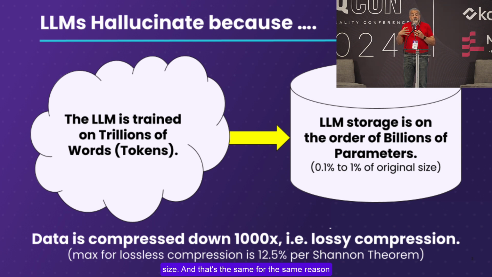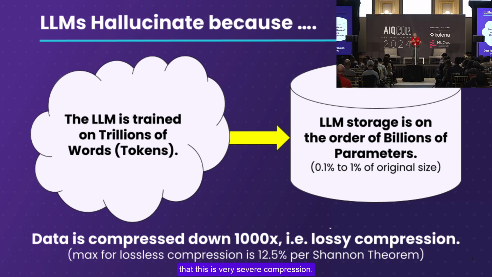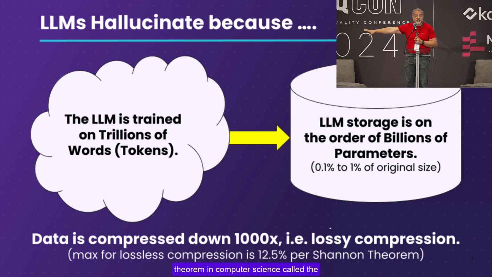And that's the same reason that this is very severe compression, which is why we are very impressed by how these models can still answer so many questions despite that severe compression. There is a very famous theorem in computer science called the Shannon Information Theorem. You can go ask ChatGPT about it. And that theorem proved, using entropy, without dispute, that 12.5% for the English language is the maximum you can compress before you cross into lossy compression.